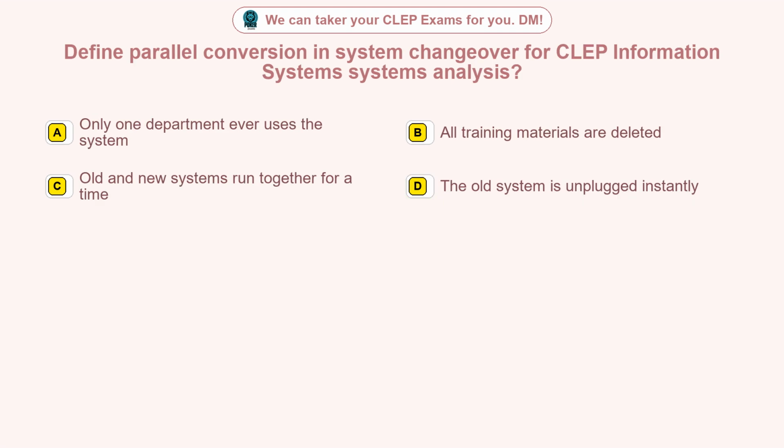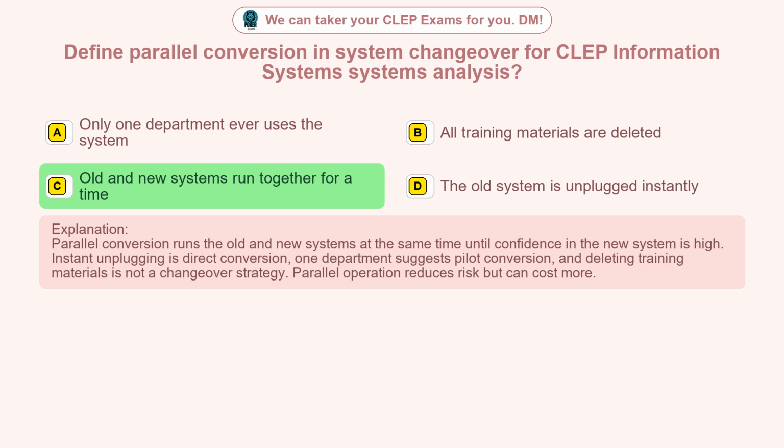Question 76. Define parallel conversion in system changeover for CLEP Information Systems analysis. Option A. Only one department ever uses the system. Option B. All training materials are deleted. Option C. Old and new systems run together for a time. Option D. The old system is unplugged instantly. The correct answer is option C. Old and new systems run together for a time.